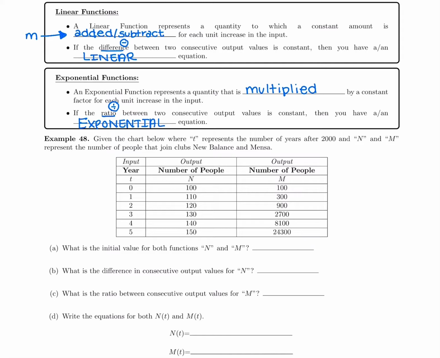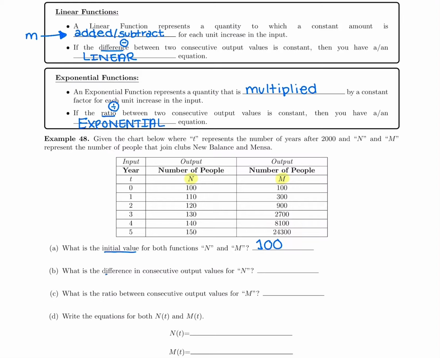So looking at this table, we have some data charts from years after 2000. And so we're going to look at this data chart for two separate functions. We have the function n, and we have this function m. So two outputs for one input, and we're going to compare and see if we can figure out what's linear and what's exponential. So for both of these, we can find their initial values. The initial values are the y values with 0. So if we look at 0 on the chart, it has a y value of 100 for both n and m. So both of them have an initial value of 100.